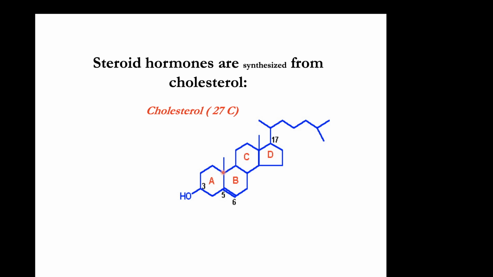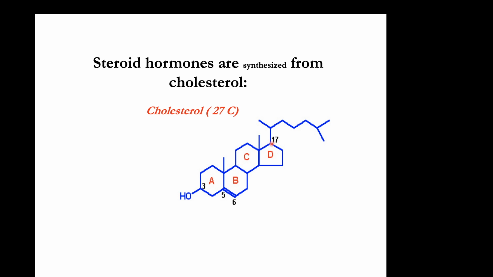and this is the 10th. This is 11th, 12th, 13, 14, 15, 16, 17, 18, 19, 20, 21, 22, 23, 24, 25, 26, and 27. So there are certain important things here: on the third carbon there is a hydroxyl group attached, and between the fifth and sixth carbon there is a double bond, or we can say this double bond starts at carbon number 5.